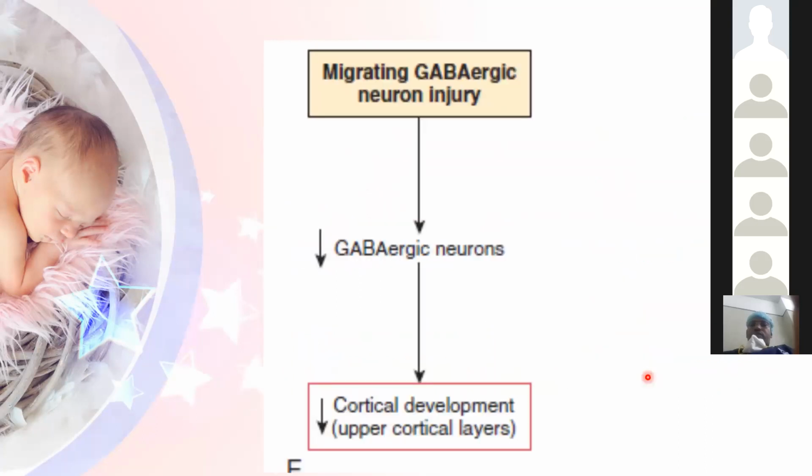During this time in the preterm brain, the other large population of cells is migrating GABAergic neurons, which are most sensitive to, again, hypoxic, ischemic, or inflammatory injury. These neurons have been found to have a very critical role in cortical development, particularly the uppermost cortical layers. So when these neurons are affected, your upper cortical layers, where the integration of information is taking place, will be affected.